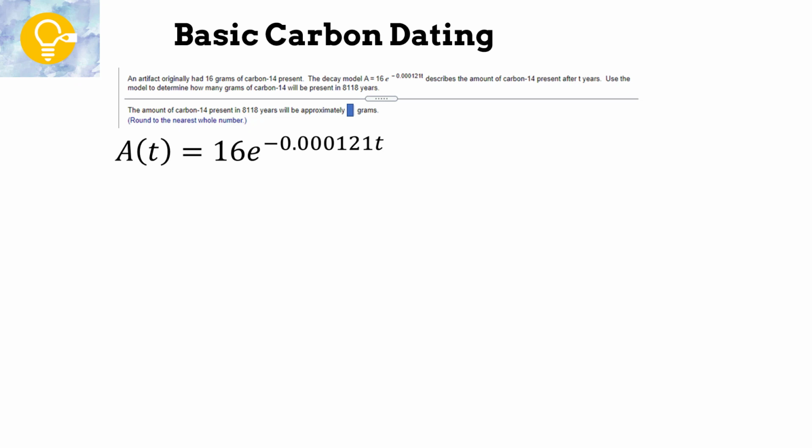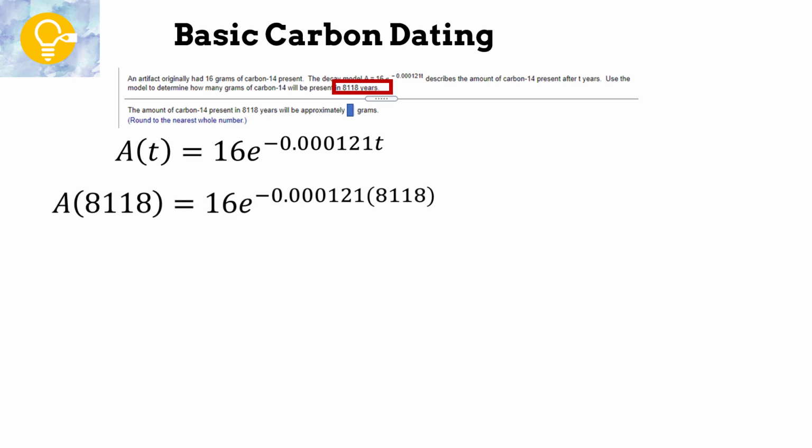Okay. An artifact originally had 16 grams of carbon-14. The decay model A equals 16e to the negative 0.000121t describes the amount of carbon-14 present after t years. Use the model to determine how many grams of carbon-14 will be present in 8,118 years. t is going to be 8,118 years, so that's what I'm going to put in for t. We need to use our calculator.